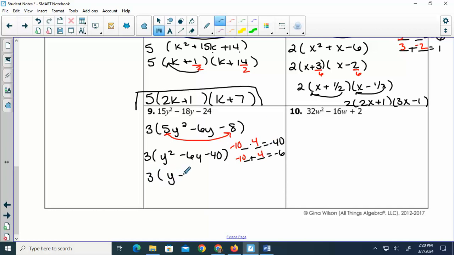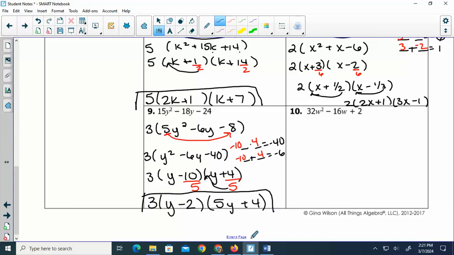So we have a y minus 10, y plus 4. Are we done? No. We divide by 5. So we have the 3. 10 divided by 5 is 2, so y minus 2. This one we can't reduce, so you slide the 5 back in front of the y. So 5y plus 4. So this is what we were doing yesterday on that Google Classroom.